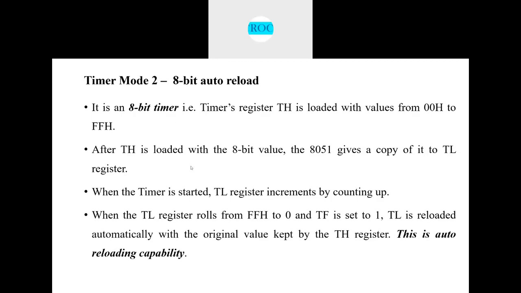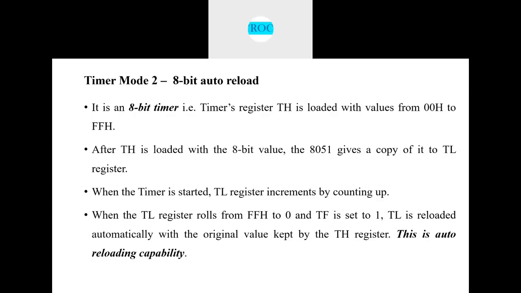The TH register is loaded with an 8-bit value, the initial count value, and a copy of it is given to the lower byte register TL. When the timer starts using the set bit TR1 or TR0, depending on which timer is selected to work in mode 2, the TL register increments by counting up as it receives clock pulses.